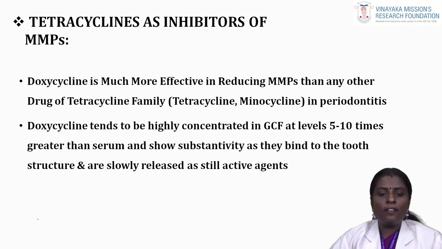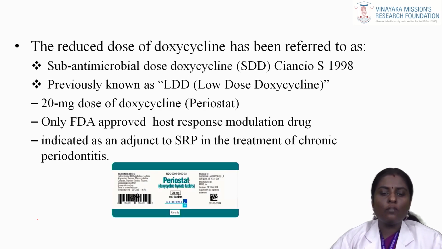So one component is the tetracycline. Among that, doxycycline is much more effective in reducing MMPs than any other drug of the tetracycline group in periodontitis patients. Doxycycline tends to be highly concentrated in GCF at levels 5 to 10 times greater than serum and shows substantivity, as it binds to the tooth structure and is slowly released as a still active agent. The reduced dose of doxycycline has been referred to as sub-antimicrobial dose doxycycline, or simply SDD, and it was previously known as LDD, that is low dose doxycycline.